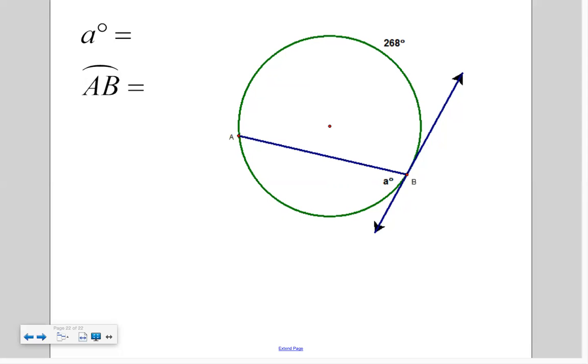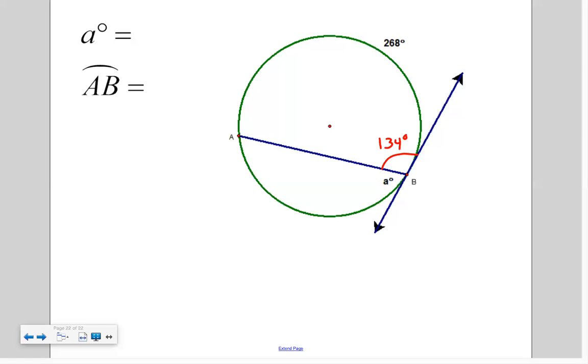All right, last part here, tangent lines. A tangent line is a line that touches the circle at exactly one point. A tangent line is treated exactly like an inscribed angle. So this arc from here to here is 268 degrees, right? This angle, just like an inscribed angle, is half of that arc measure. So this angle would be 134 degrees.